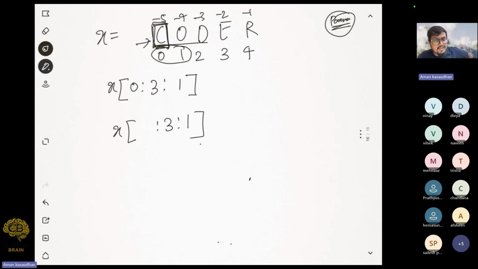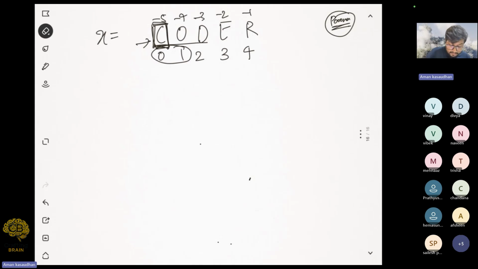You are getting my point, what I'm trying to tell you? If you're starting from the start, where you mention 0 here, you can ignore passing the start value there. Got this point or not, guys? Everyone got this point? Yes, okay, sir. Yes.